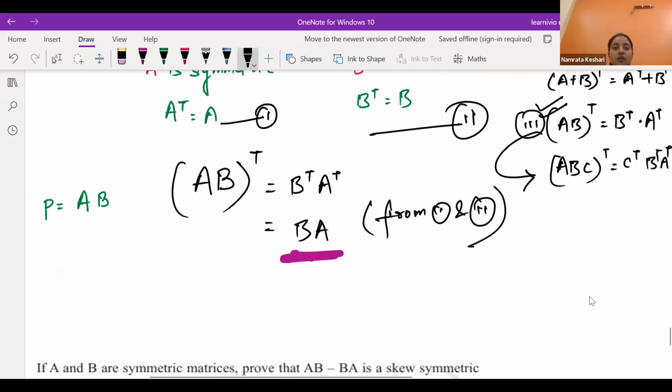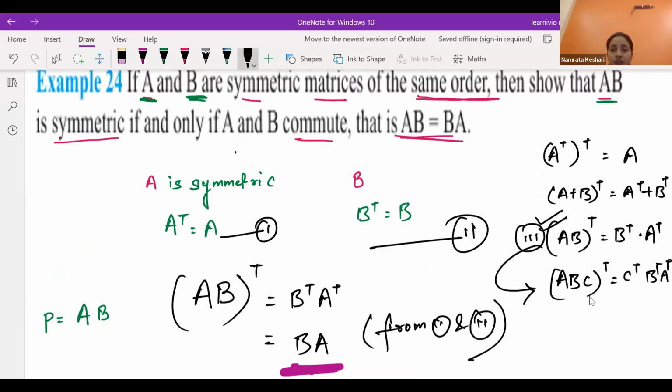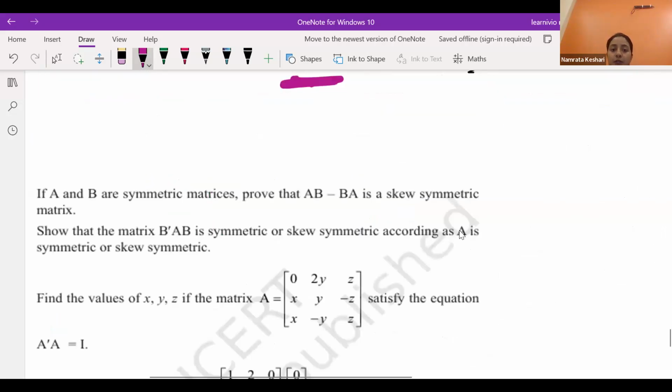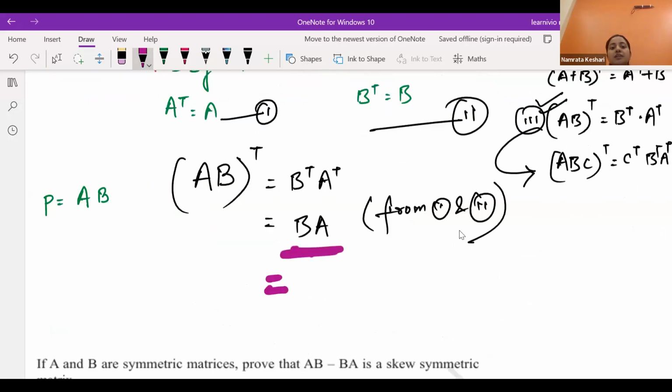Here it is written that the AB matrix is symmetric if and only if AB and BA are the same. So we can say if AB and BA are the same, then only we will be able to prove it symmetric, right? Yeah. Got it?